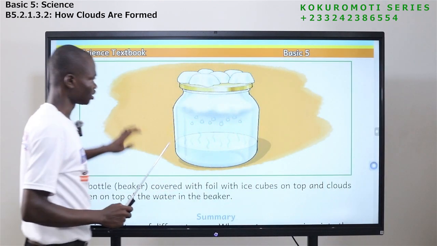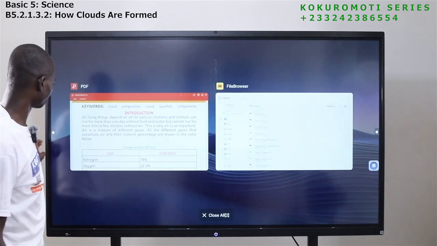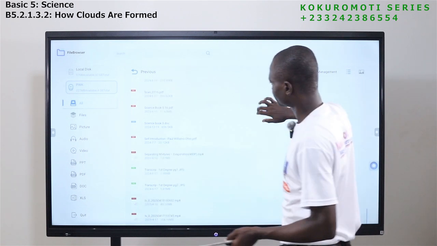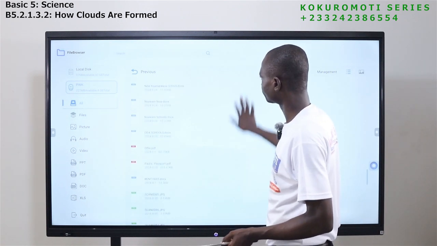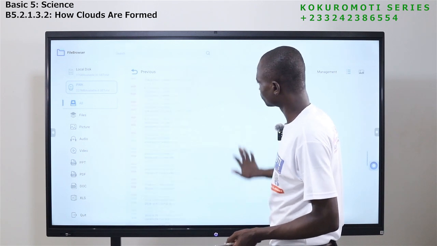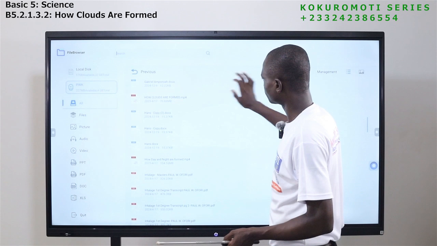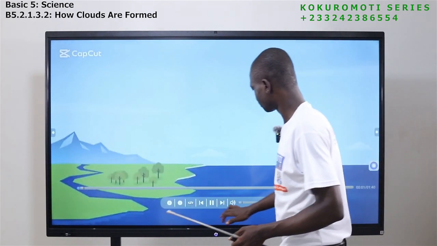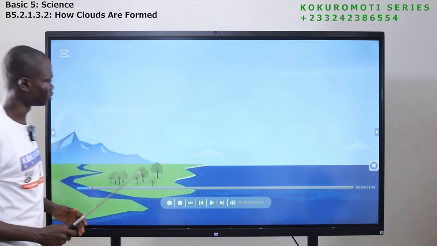So this is how clouds are formed. But I want to show you a video. So let's look at this video. Let's quickly look at this video about how clouds are formed then. Okay. Now let's look at it. But before that, let me explain this to you.